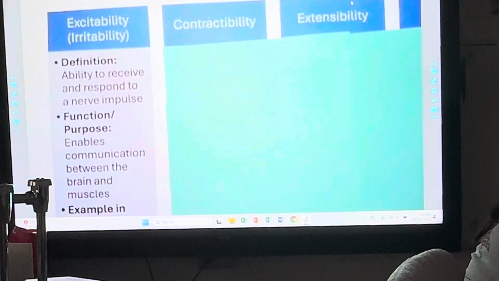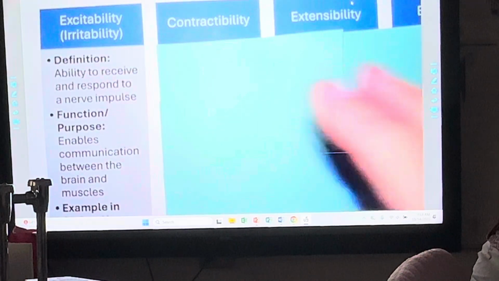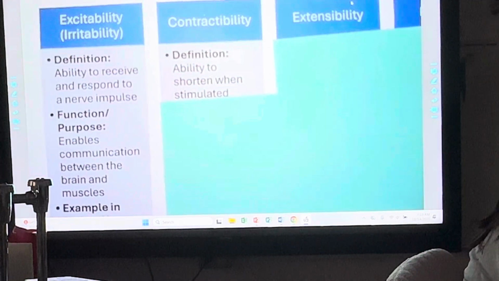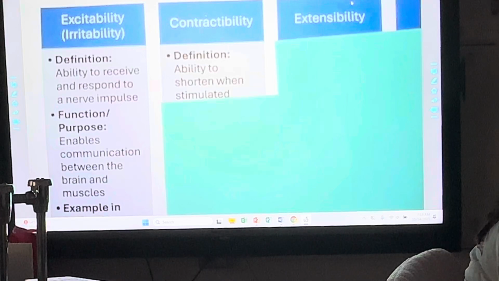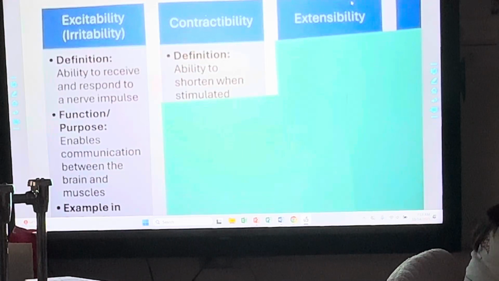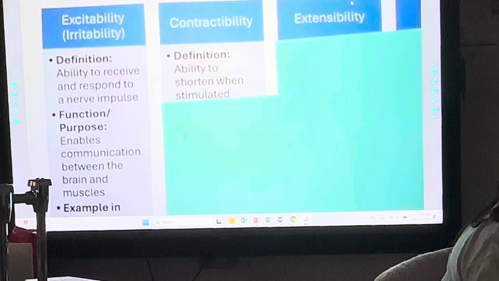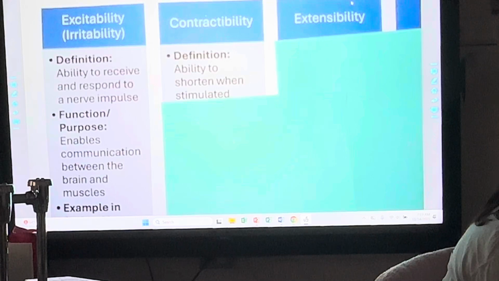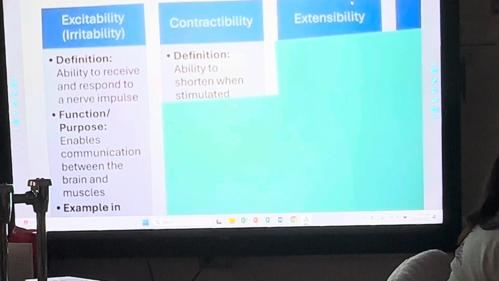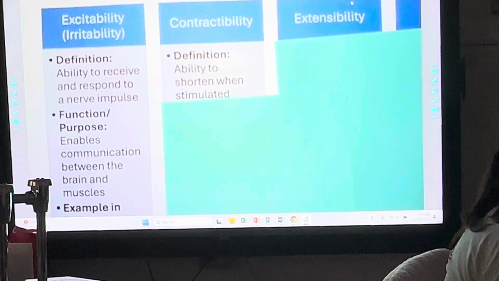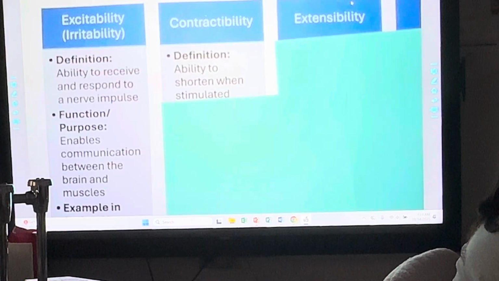Okay, then we're going to move on to contractibility. And it is the ability to shorten when stimulated. So one of the key things you need to understand is that muscles only pull, they don't push. So muscles will contract and relax. And so contractibility is that idea that we're going to contract. We're going to shorten when the message comes that indicates they need to shorten.